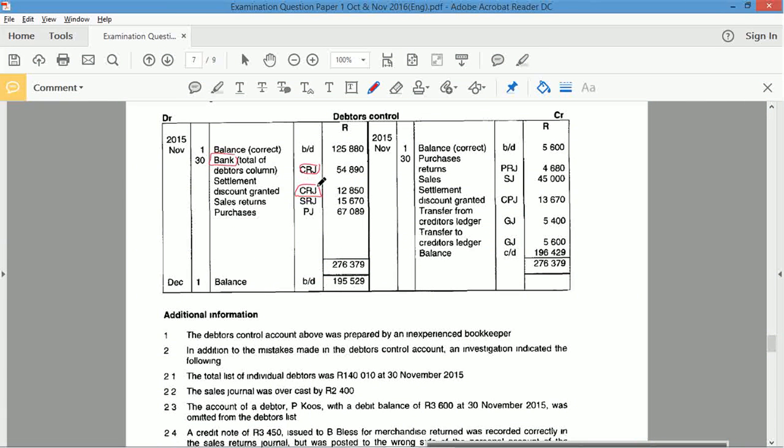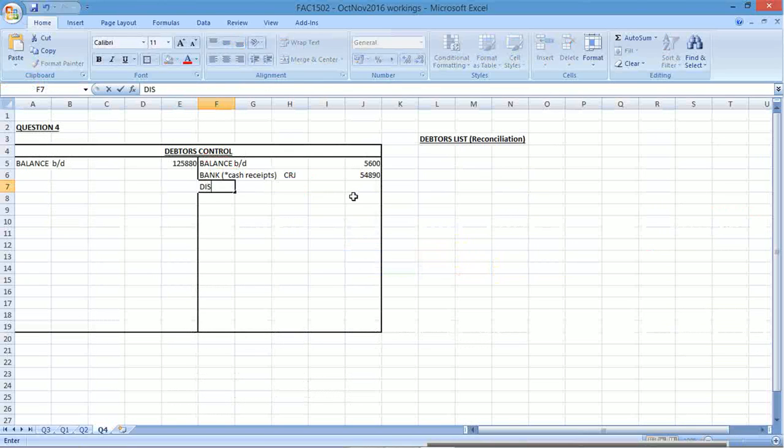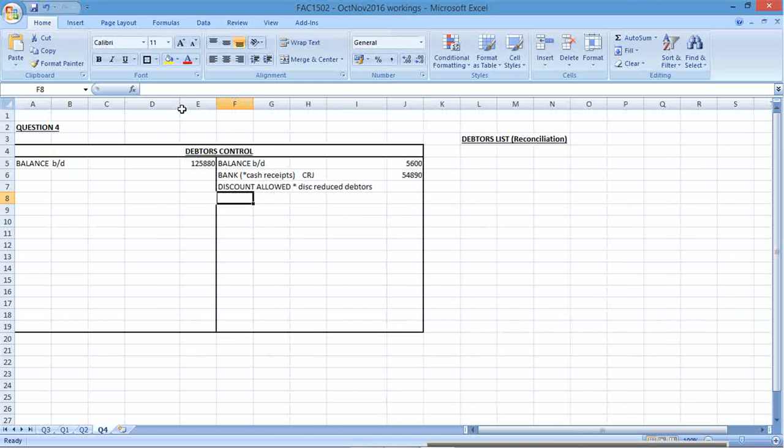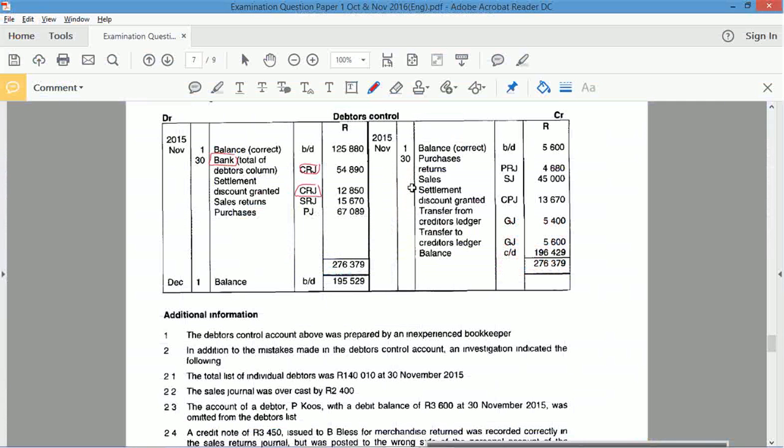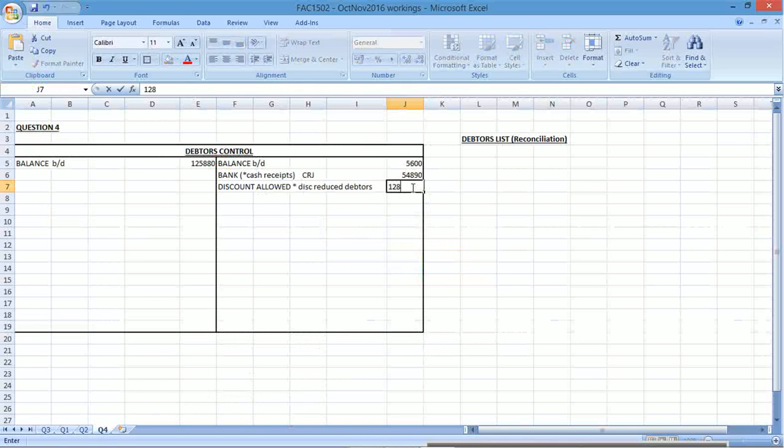Again, we need to think about this. Do we have settlement discounts that are granted to debtors? The answer is yes. A settlement discount that we grant to a debtor will reduce their account because we allow them a discount. I give them a discount so they pay me less. So debtors control will go up or down? It'll go down. So again, they've made a mistake with the side. Discount allowed will go on this side. Discount reduces debtors. I'm just adding some extra notes. You wouldn't write that in your exam. How much? 12,850.